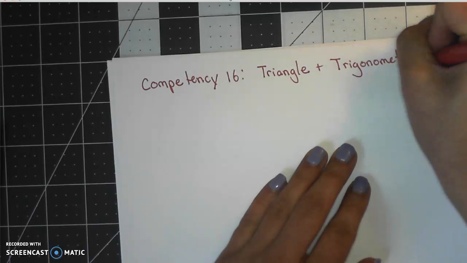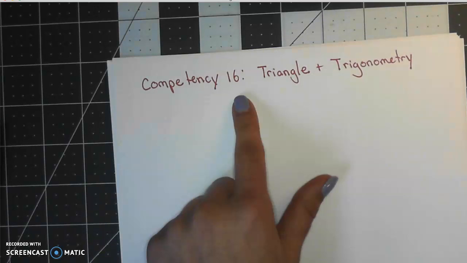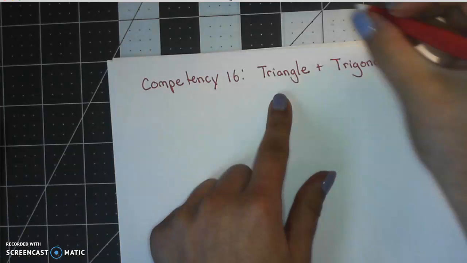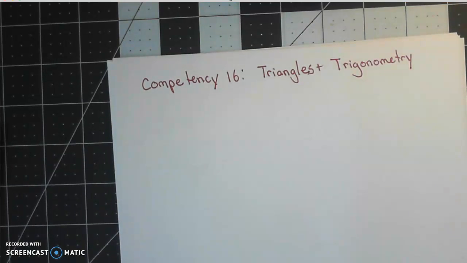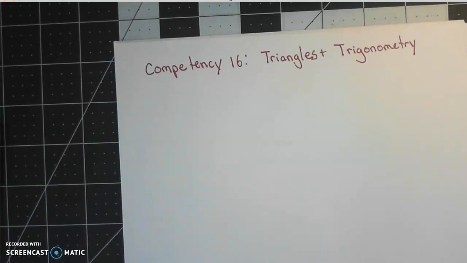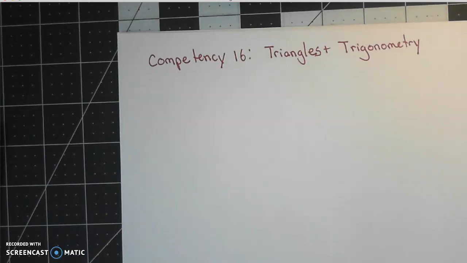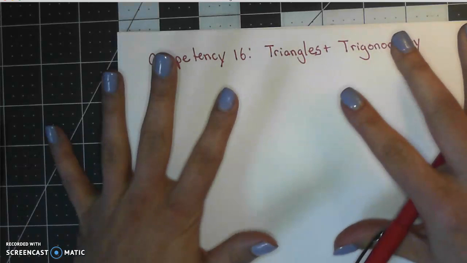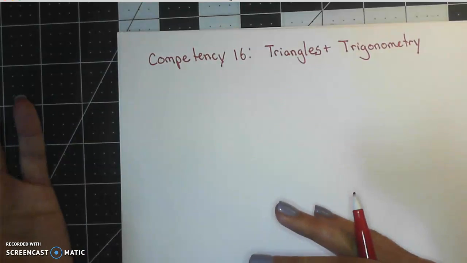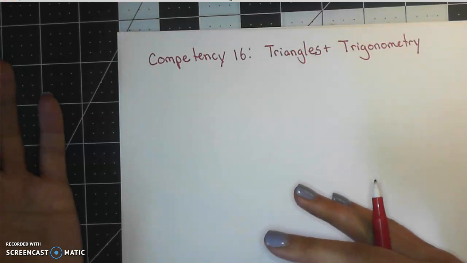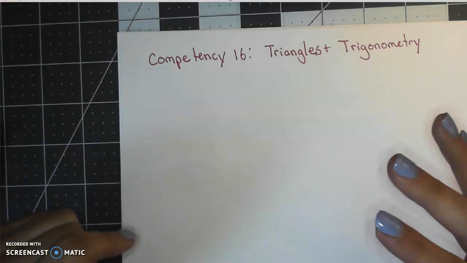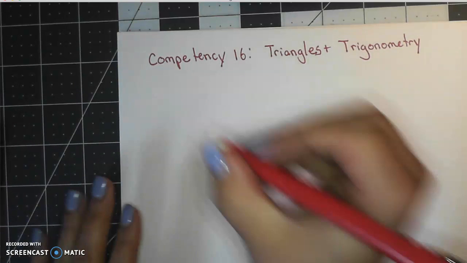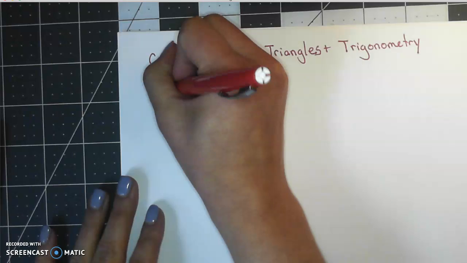So today we're going to start competency 16, which is triangles and trigonometry. There's going to be questions throughout this video just to keep you engaged. And there's also going to be multiple parts where I'm asking you to pause, go to Khan Academy, and do the practice. I think that's the best way to get it done. But let's get started. What do we know about triangles?